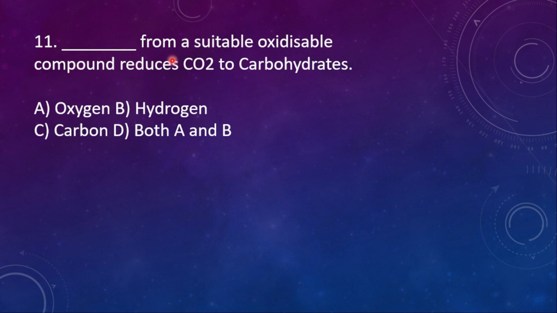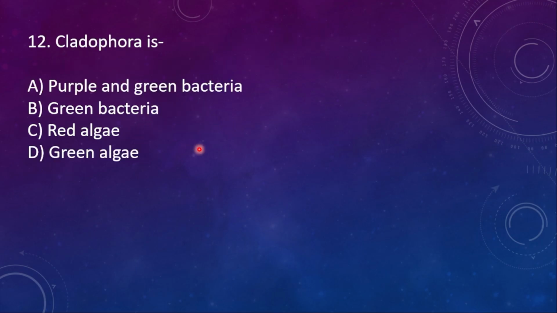11th one, dash from a suitable oxidizable compound reduces CO2 to carbohydrates. A, oxygen, B, hydrogen, C, carbon, D, both A and B. And the right option is option B, hydrogen. 12th one, Cladophora is a, option A, purple and green bacteria, B, green bacteria, C, red algae, and D, green algae. Here the right option is D, it's a green algae.